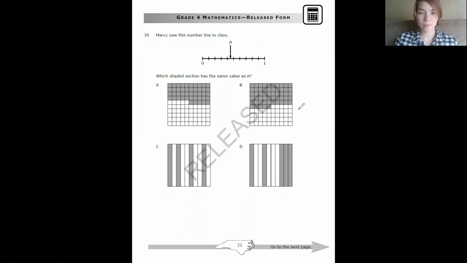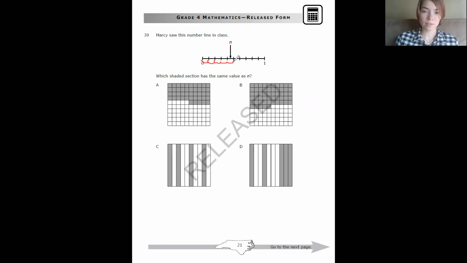(39) Marcy saw this number line in class. Which shaded section has the same value as n? Okay, so firstly, we want to know how many tickers there are on this number line between 0 and 1. We count them out. 1, 2, 3, 4, 5, 6, 7, 8, 9, 10. And notice I'm just counting how many of these spaces there are. So there's 10, and n is located 1, 2, 3, 4, right around 4.5 tickers in, or 4.5 spaces.